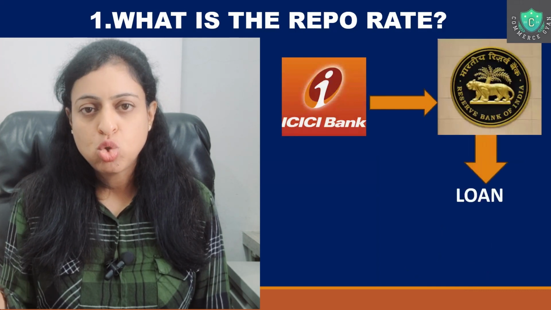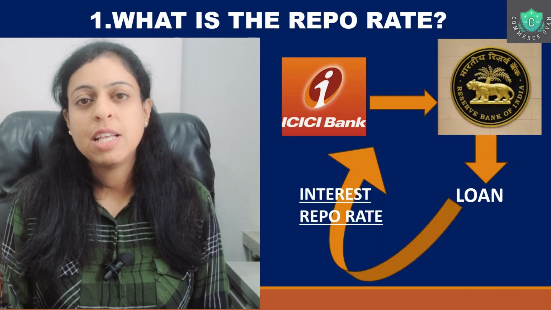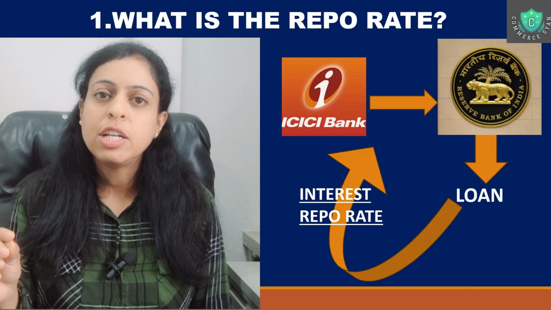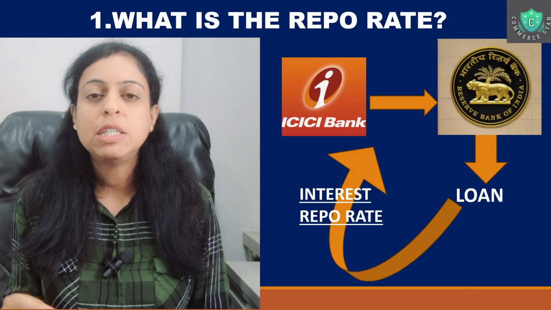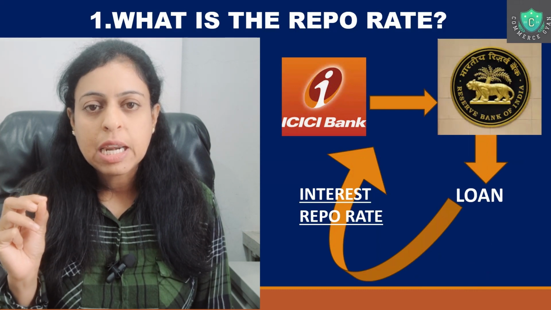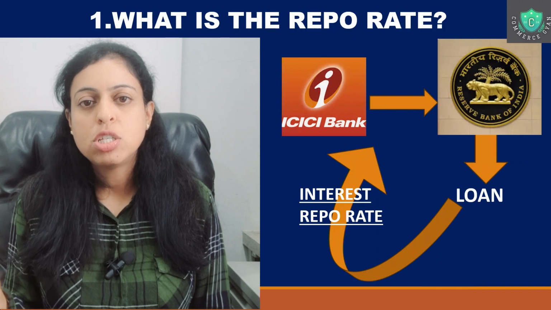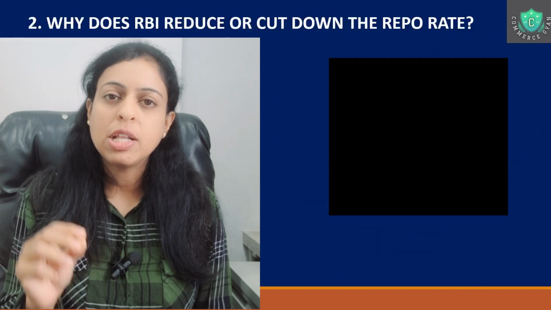The bank approaches the RBI, and the RBI gives the loan against an interest, and this interest rate at which the RBI lends money to the other banks is called the repo rate. So repo rate is the repurchase rate. RBI lends money to other banks.